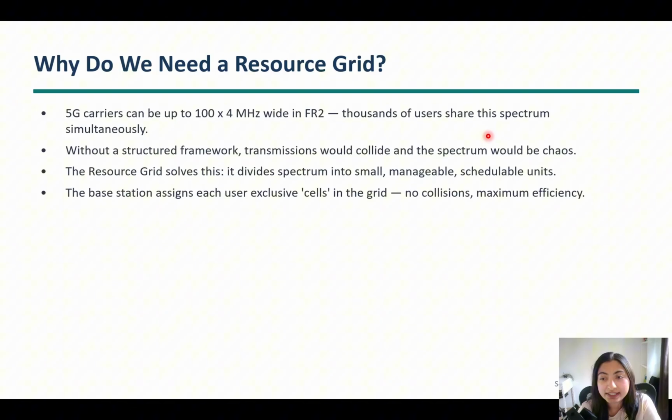The resource grid is a structured, two-dimensional framework where the horizontal axis is the time domain and the vertical axis is frequency. By slicing the spectrum into small, precisely defined cells, the network can assign different cells and different radio waves to different users. So each user gets their own piece of the radio wave even if they are sharing the same carrier.